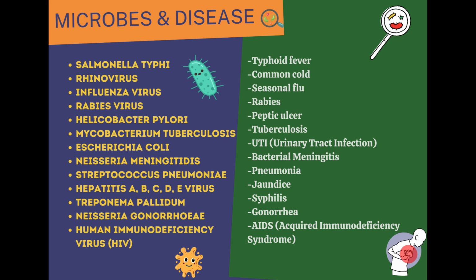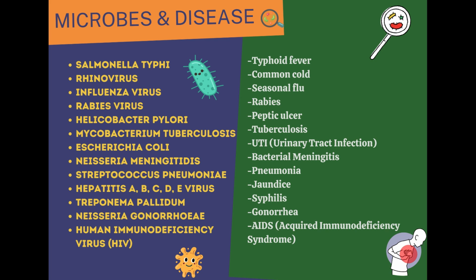Then we have Helicobacter pylori, a fascinating bacteria that can live in your stomach and is a major cause of peptic ulcers. We also have Treponema pallidum and Neisseria gonorrhoeae, which are bacteria that cause the sexually transmitted diseases syphilis and gonorrhea. So, that's the microbe side.